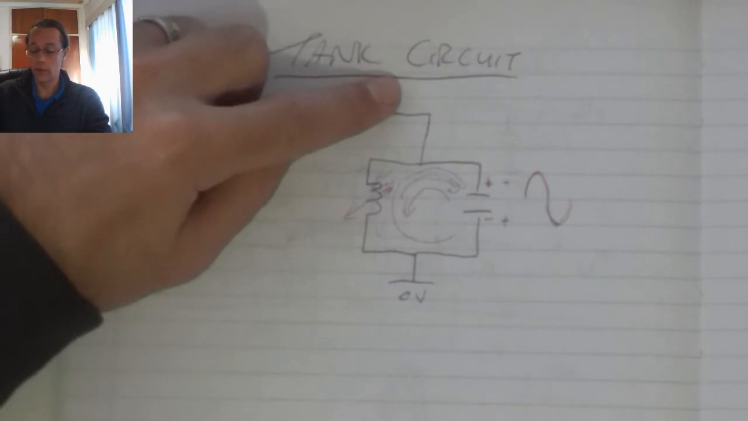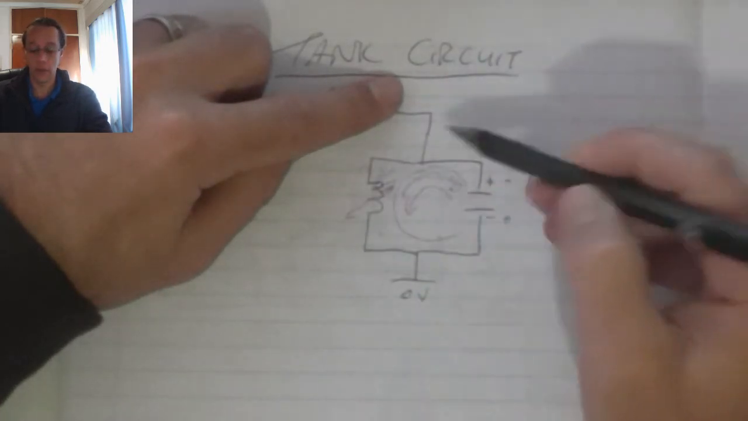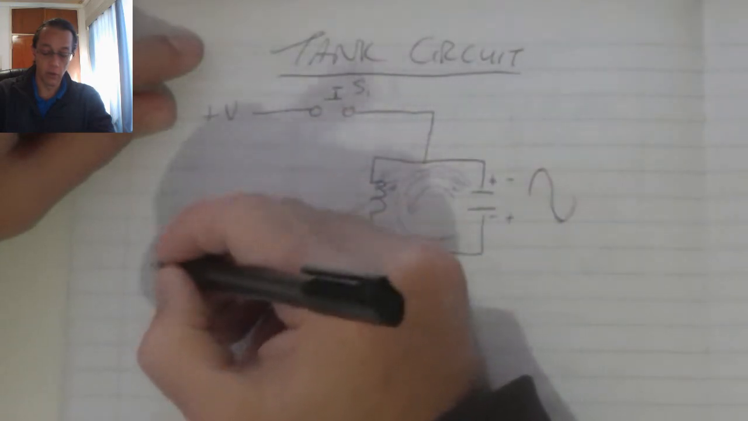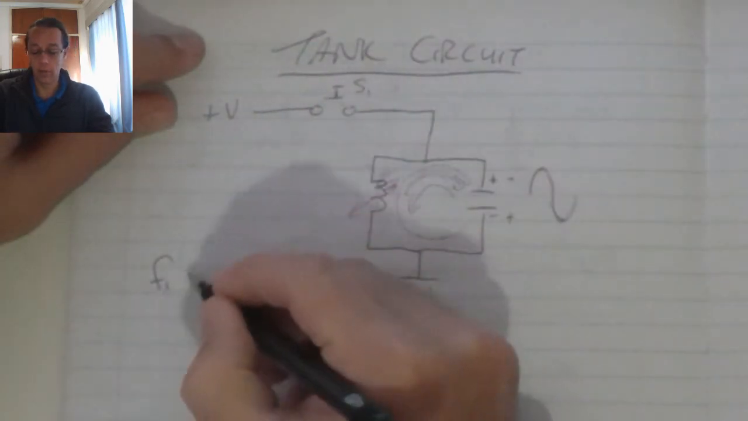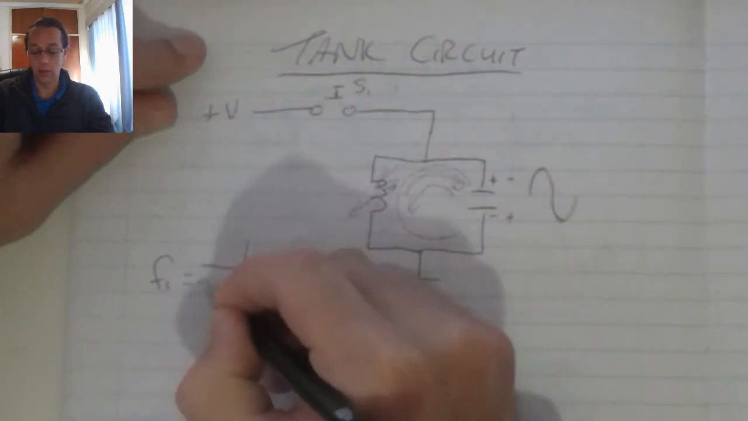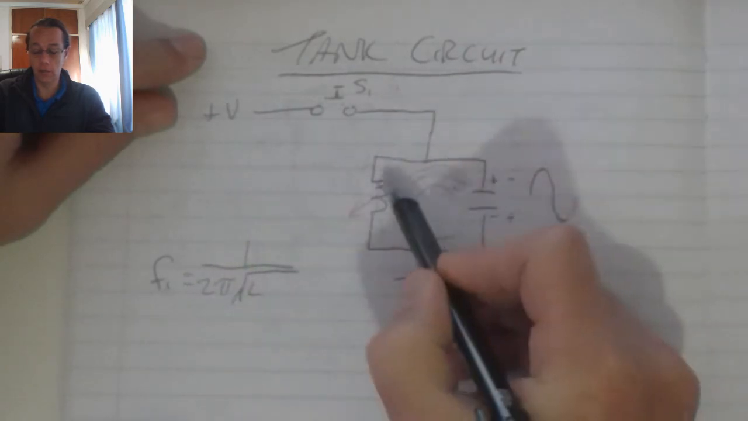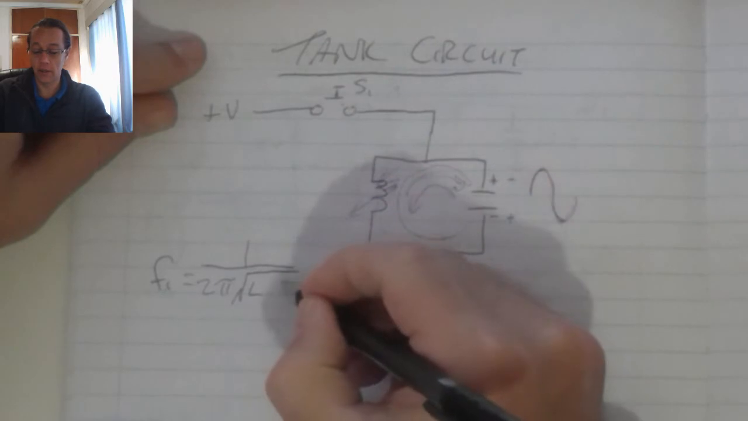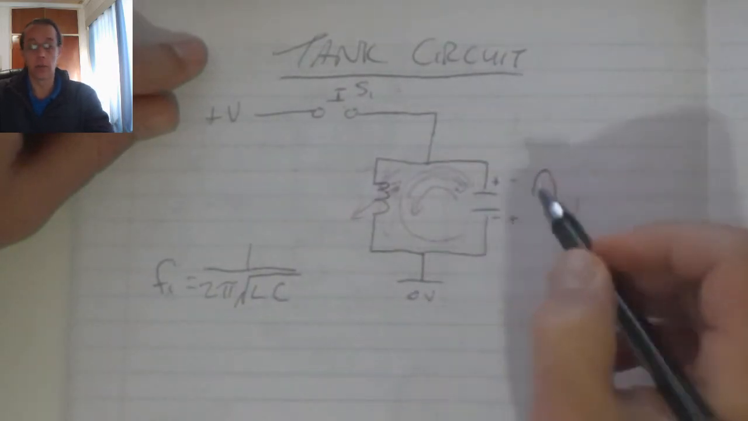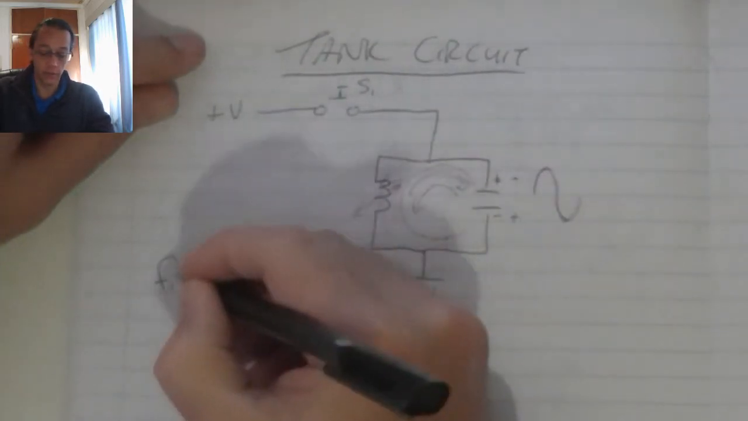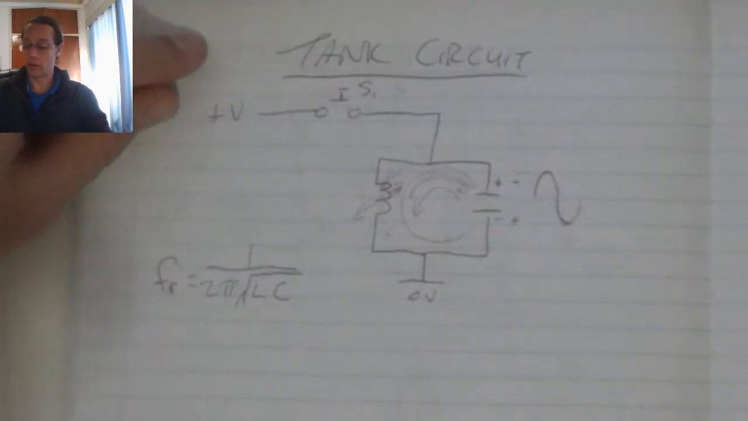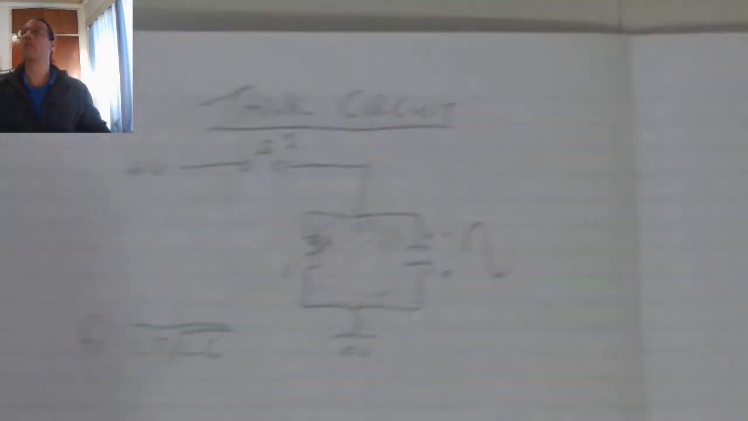If I want to determine the frequency at which this circuit will operate, I need to remember the resonant frequency formula, 1 over 2 times pi times the square root of L, which is the inductor's total value, and C, the capacitor's total value, which will give me my resonant frequency for this circuit.